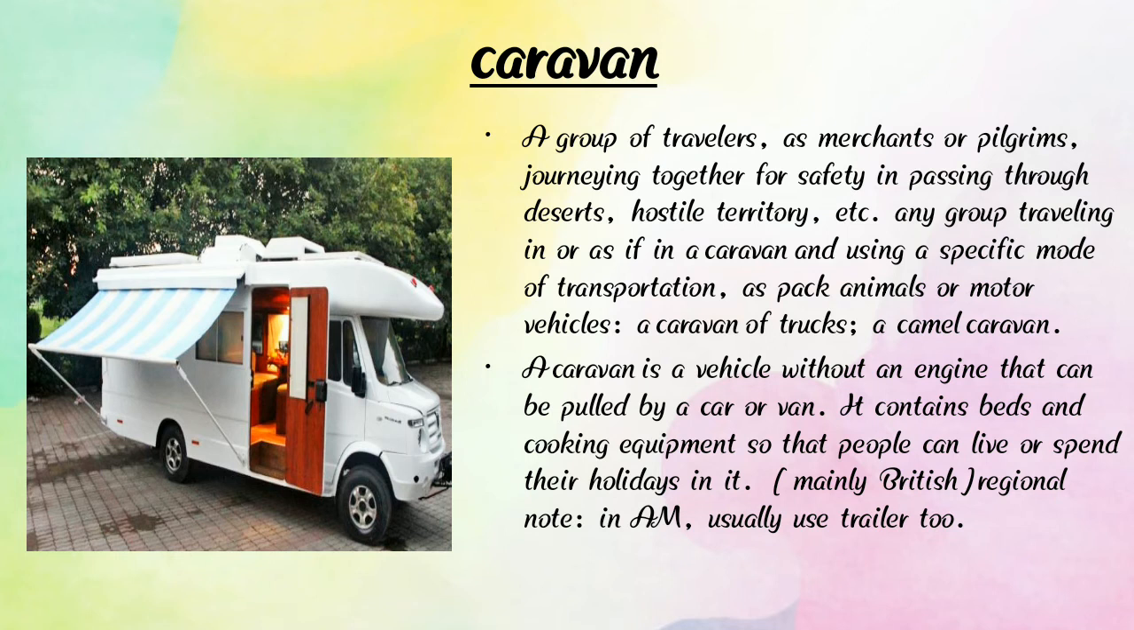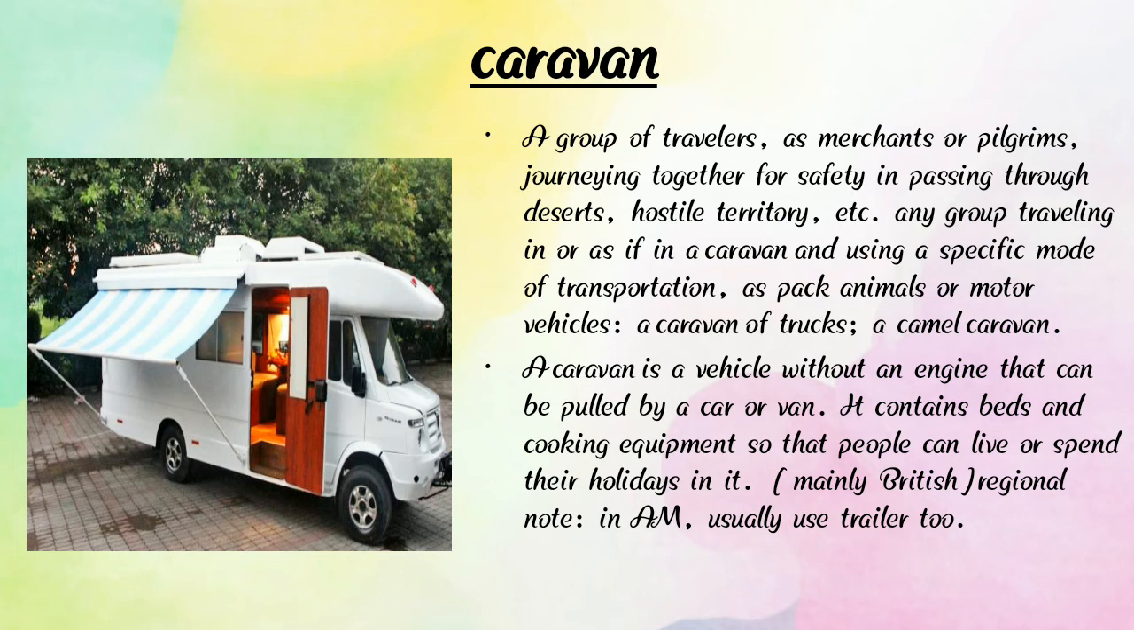Any group traveling in or as if the caravan is using a specified mode of transportation, such as pack animals or motor vehicles. So, a caravan of trucks and a camel caravan. A caravan is a vehicle without an engine that can be pulled by a car or van. It contains beds and cooking equipment so that people can live or spend their holidays in it.